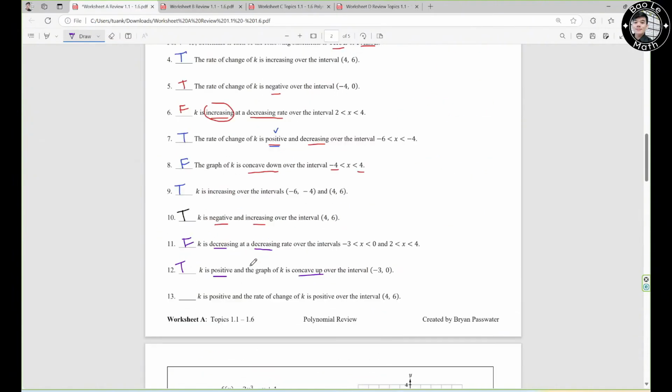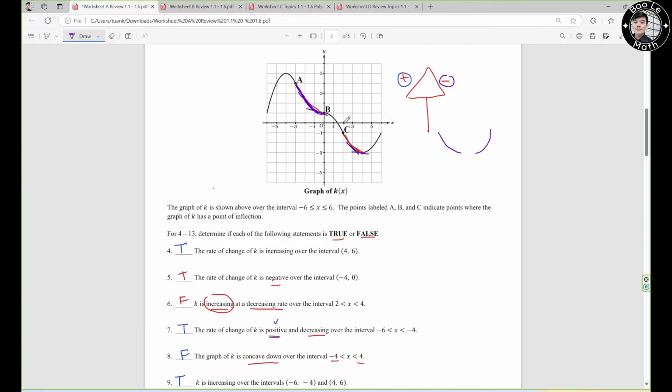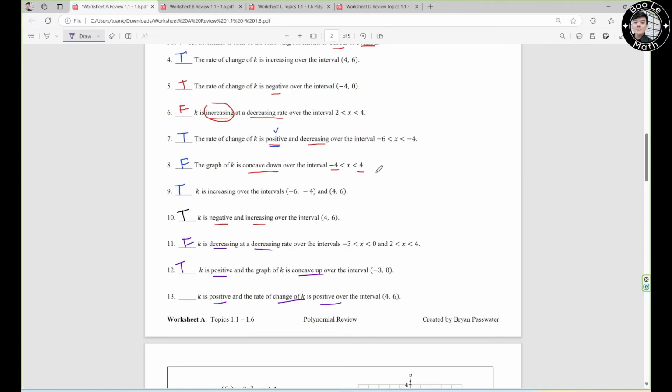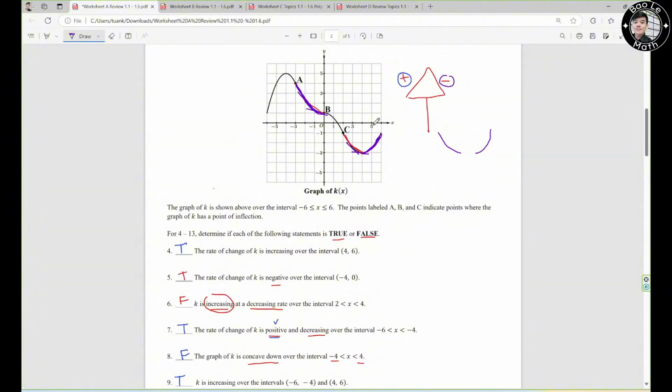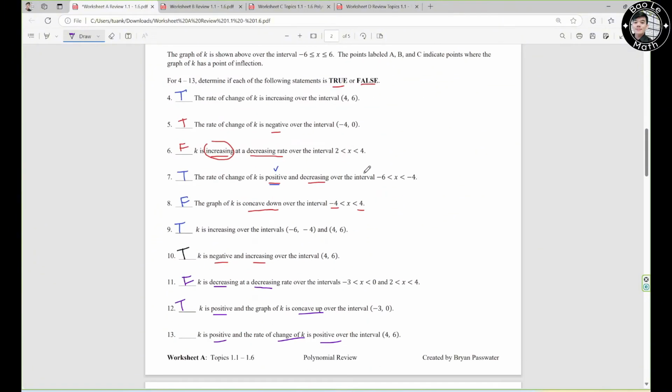Now number 13, the function is positive and the rate of change of k is positive over the interval 4 to 6. So 4 to 6 is going to be right here. The function is positive. That's wrong, because the function is below the x-axis, so this is negative. So this is false.